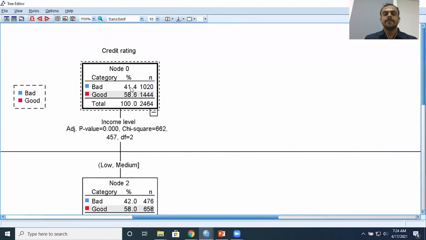You have the dependent variable, right? This is the dependent variable, coming right at the top. It looks like a person's head here, right? This is the dependent variable. It is just showing the distribution of the dependent variable.